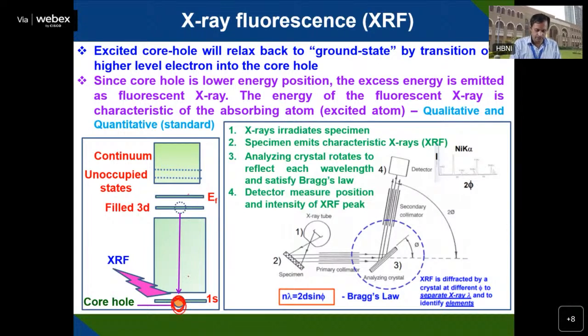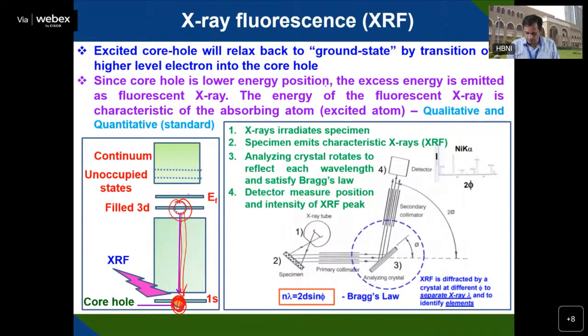This hole is in an excited state. So once it relaxes, what happens? An electron from a higher energy level will fall down here, so it will occupy this position. And what about the excess energy? Since the core hole is lower energy and this was the higher energy, once this electron falls here, you have an excess energy. That excess energy is emitted as a fluorescent X-ray, and it is specific to a specific element. It gives both qualitative and quantitative information in the case of X-ray fluorescence spectroscopy.